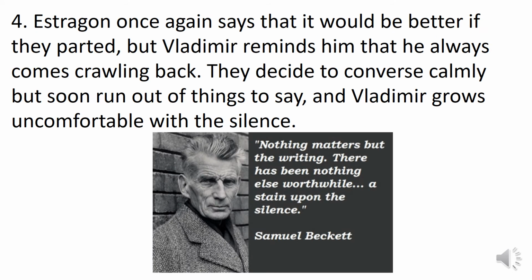Okay, cool, guys. So the next thing I want to think about is Estragon once again sees that it would be better if they part. But Vladimir reminds him that he always comes crawling back. They decide to converse calmly, but soon run out of things to say, and Vladimir grows uncomfortable with the silence. Okay, so once again, Vladimir wants to convince Estragon of that relationship, that power over Estragon, that he's the dominant character. Says to him, yeah, you say we can part, but you always come crawling back. And then they just converse calmly. And Vladimir gets uncomfortable with the silence.